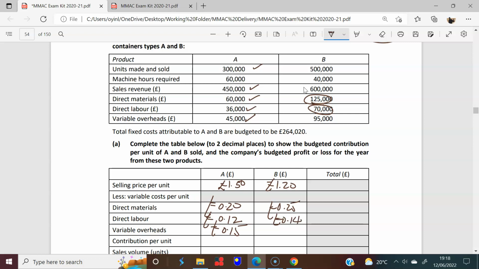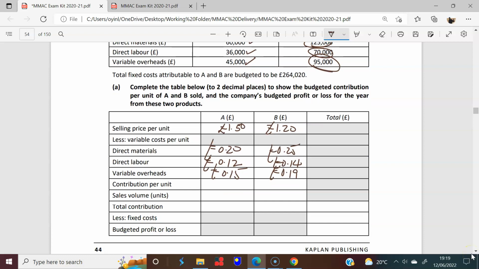And here we have the variable overhead, which is 95,000 divided by the 500,000, which is 19p. And so you now have a contribution per unit, of course, which is the £1.50 less the £0.20 minus the £0.12 minus the £0.15, which leaves us with £1.03.